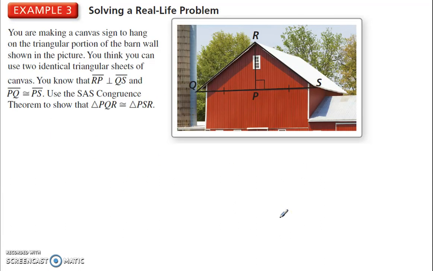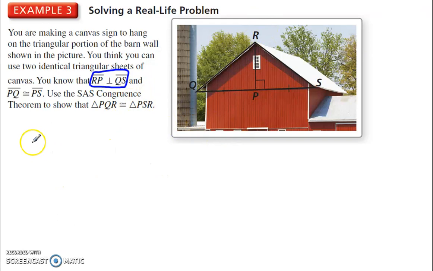All right. You are making a canvas sign to hang on the triangular portion of the barn wall shown in the picture. You think you can use two identical triangular sheets of canvas. You know that RP is perpendicular to QS and PQ is congruent to PS. Use the side angle side congruence theorem to show that triangle PQR is congruent to triangle PSR.